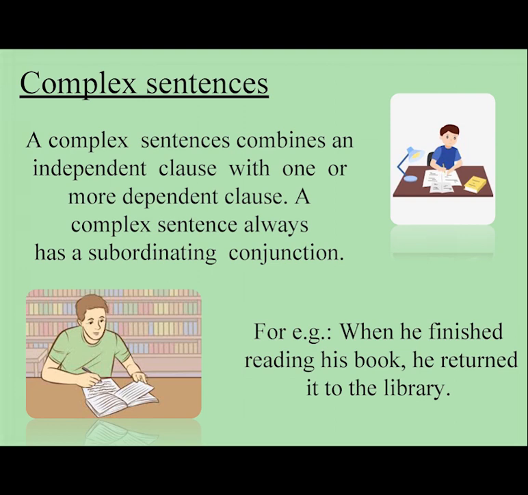Complex sentences. A complex sentence combines an independent clause with one or more dependent clauses. A complex sentence always has a subordinating conjunction. This means that in a sentence, one clause makes meaning only when the other one is attached to it. For example, when he finished reading his book, he returned it to the library. Here, when we read, when he finished reading his book, it is an incomplete sentence. But when we put a comma and read further, he returned it to the library, then we get to know what exactly happened in the situation.